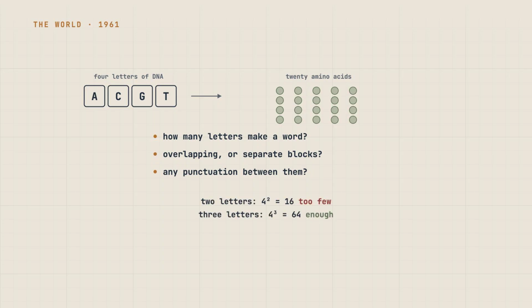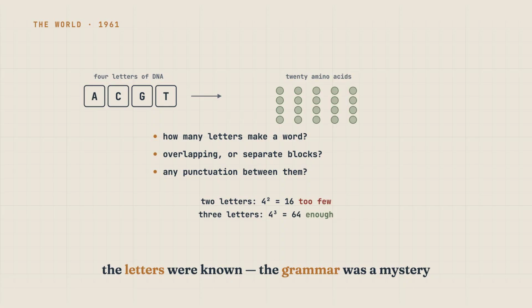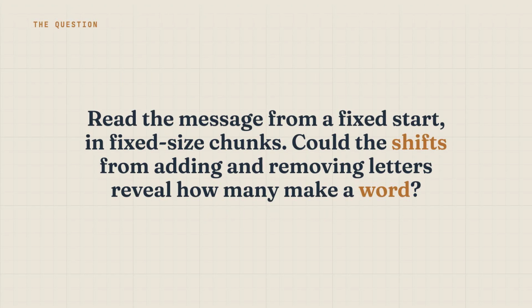Were the words read overlapping or in clean separate blocks? Was there punctuation between them? Nobody knew. Crick saw a way in. Imagine the message as a sentence written without spaces, read from a fixed starting point in fixed-size chunks. Delete a single letter, and everything after it slides out of step. Pure gibberish. Could you use those shifts, adding and removing single letters, to count the letters in a word?